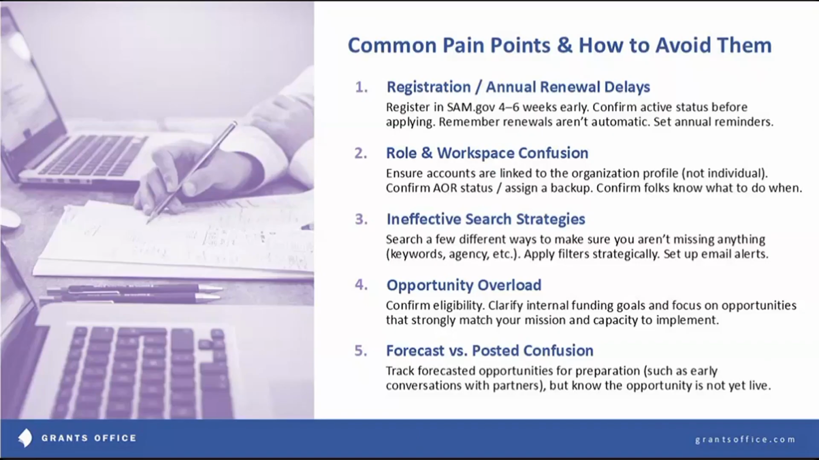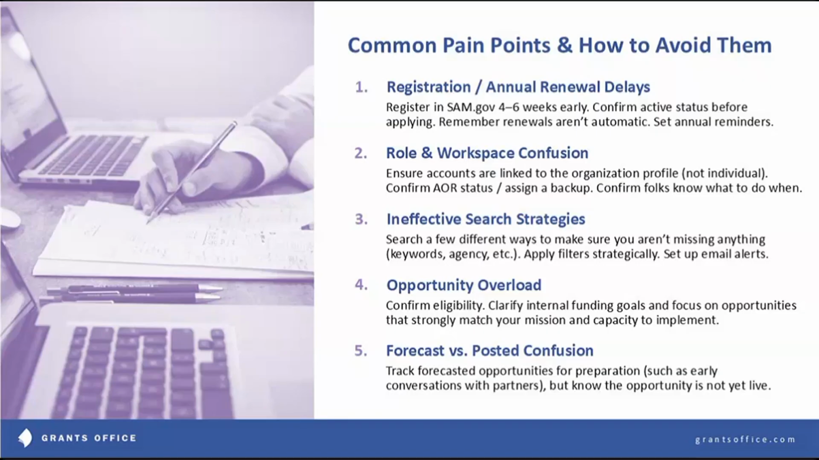Account and role misconfigurations can halt submission at the last minute as well. We find that users sometimes accidentally create individual accounts not connected to the organization, or discover the AOR is unavailable at submission. So ensure all accounts are linked to the correct organizational profile, confirm roles early, especially those roles related to application submission, assign backups, and maintain updated role documentation, giving early clarity to the team on who needs to do what when.